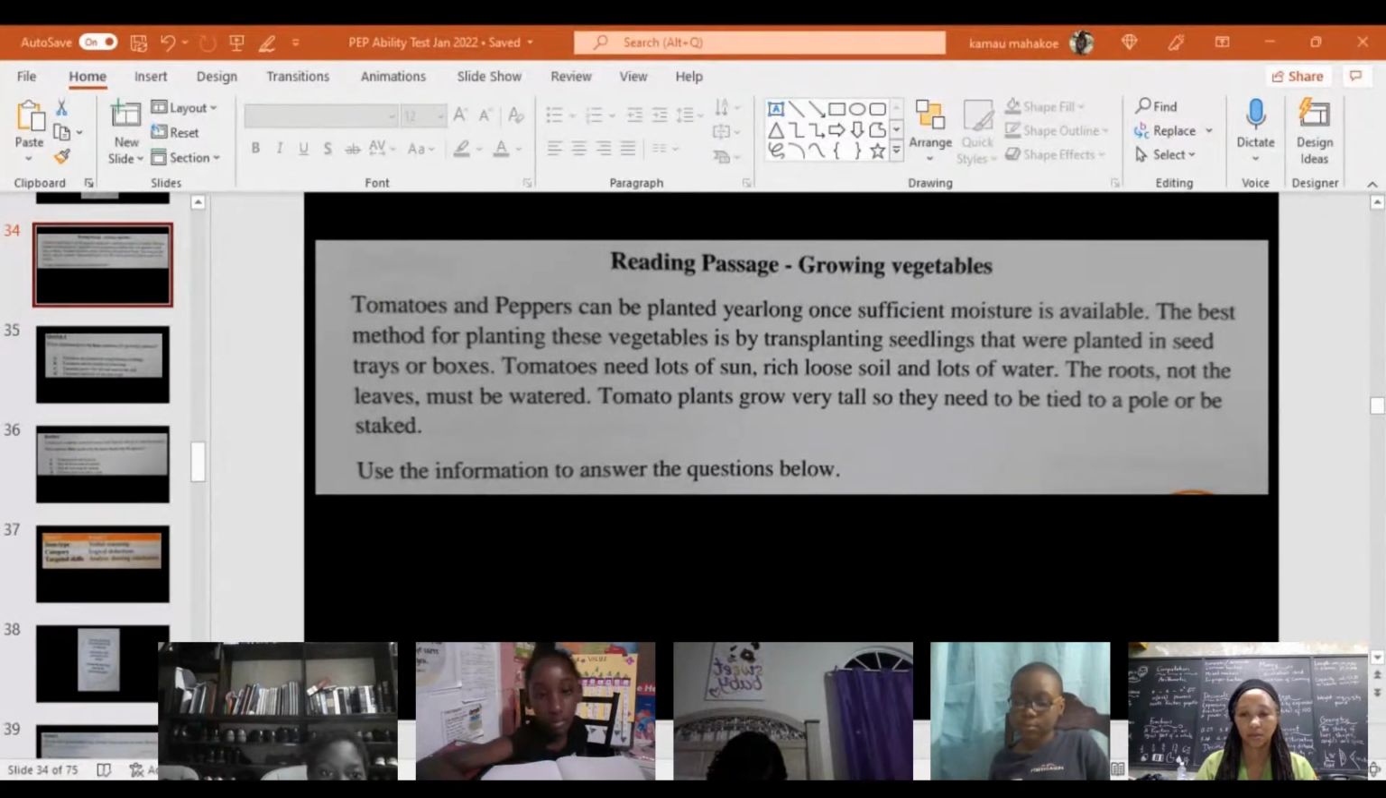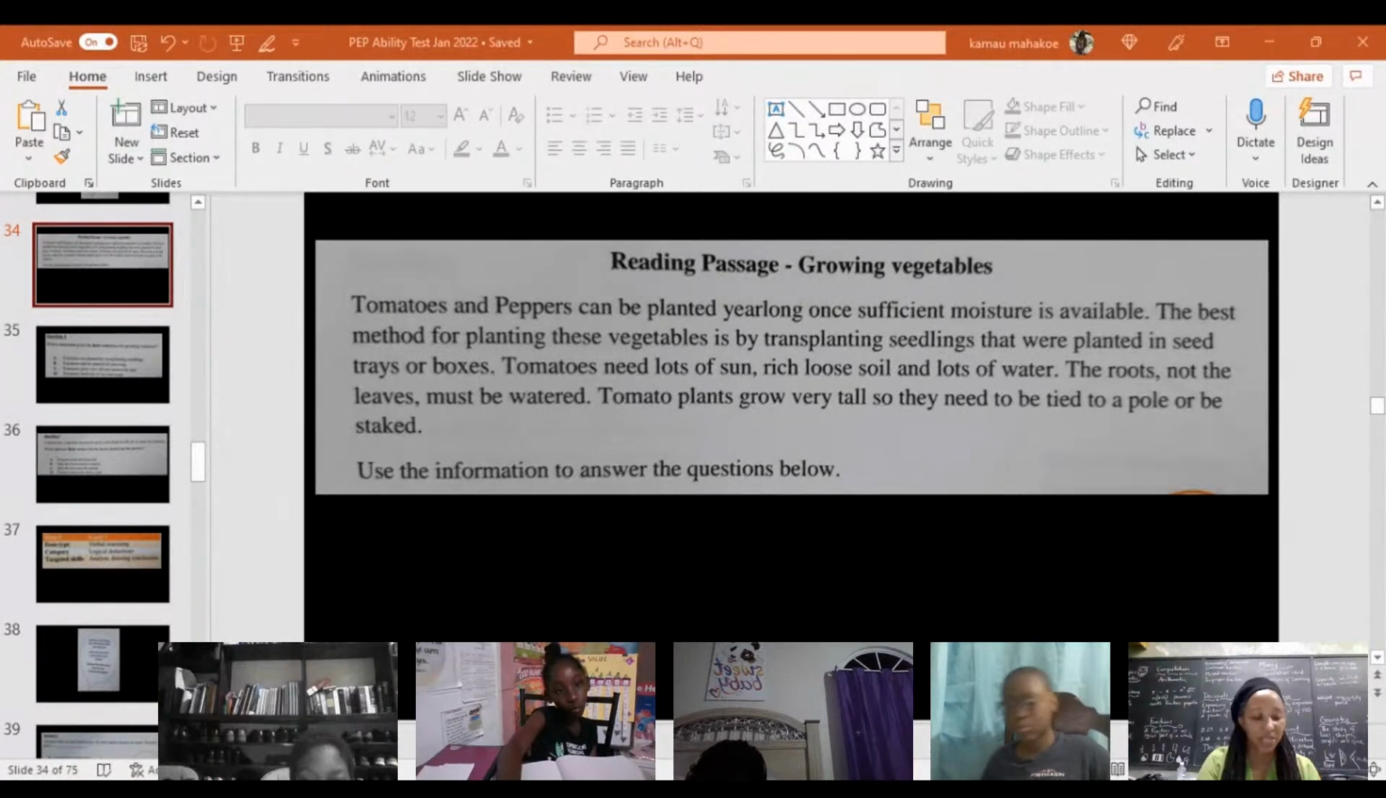Green peppers and peppers can be planted year-long once sufficient moisture is available. The best method for planting these vegetables is by transplanting seedlings that were planted in seed trays or boxes. Tomatoes need lots of sun, rich loose soil, and lots of water. The roots, not the leaves, must be watered. Tomato plants grow very tall, so they need to be tied to a pole or be staked. Thank you, John. Shalicia, please read.